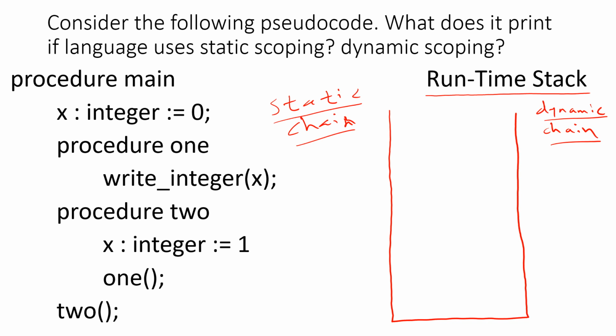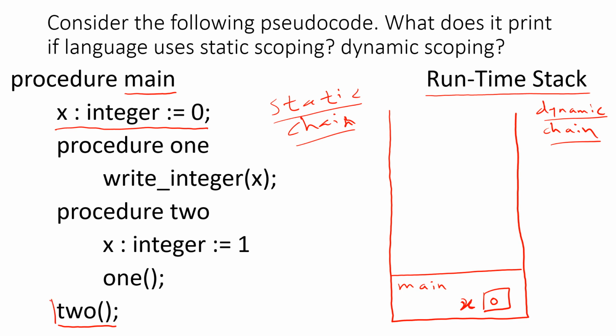As we all know, the execution will begin from main, so the very first procedure which will be called is main. So main will be called. Now as you can see, main has its own x with initial value 0. So main has its own copy of x with value 0. Then execution begins from main, so control will directly come over here.